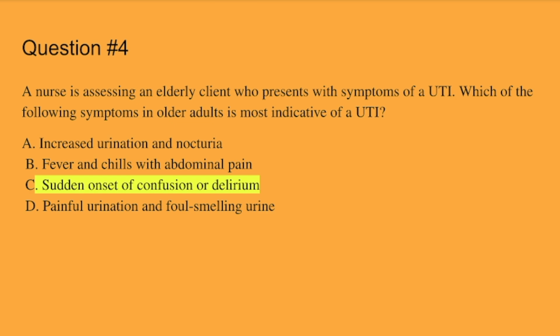Increased urination. This is possible, but not specific, especially with nocturia. Fever and chills. This is less common in older adults, along with that abdominal pain. And then D, painful urination is typically found in younger adults, and foul smelling urine, we're going to see that with every case of a UTI. You want to find that specific answer that's directed towards the elders. In the elderly, UTIs don't always show up with classic signs. Acute confusion or delirium may be your only clue.